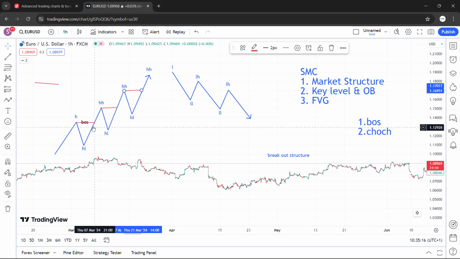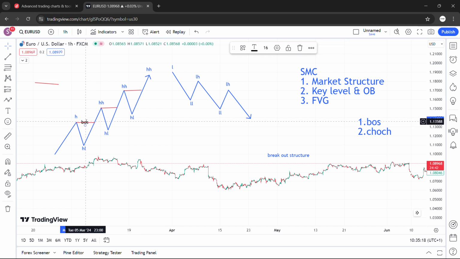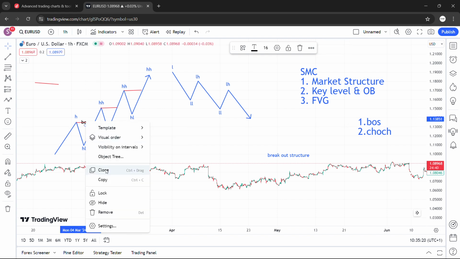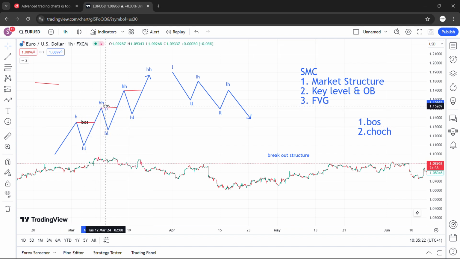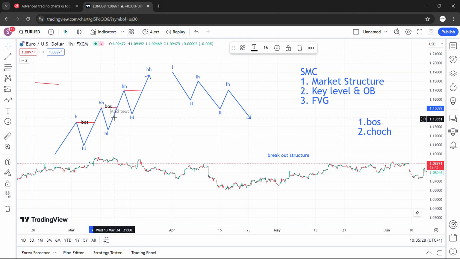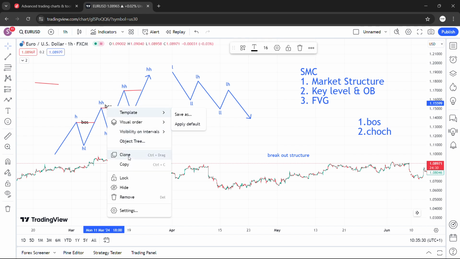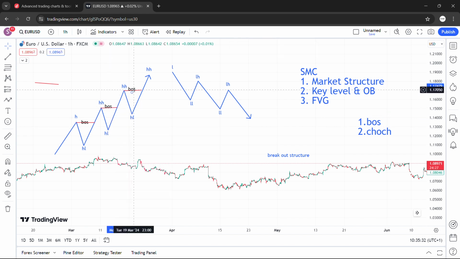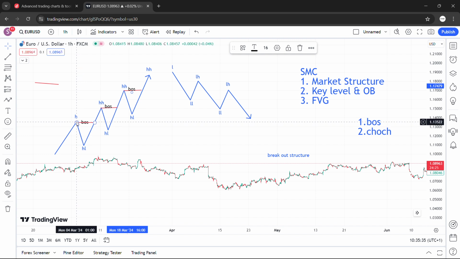Once you can identify breakout structures, it is like the very beginning of identifying how the market moves. I hope you're understanding. So this is another breakout structure over here. As you can see, once you can identify that price has broken past the previous high, it's a breakout structure. Broke past the previous high, breakout structure.